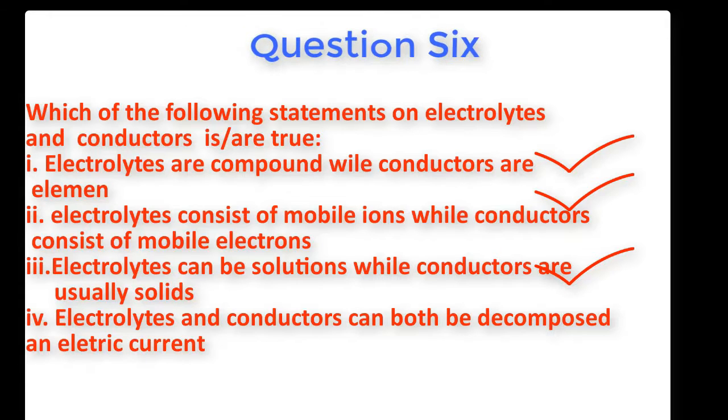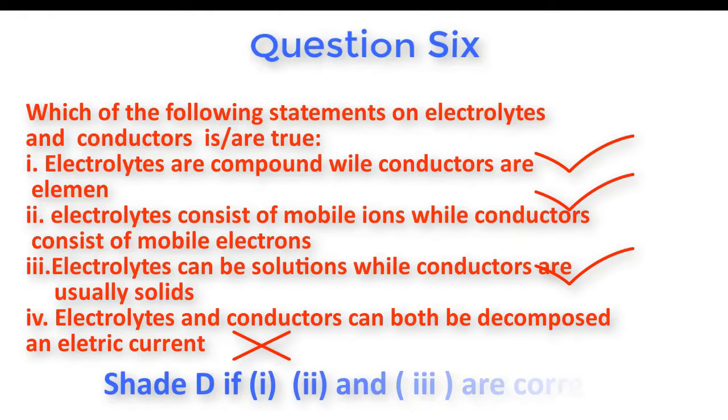Option 4 is wrong. Conductors, for example, cannot be decomposed by electric current, so option 4 is wrong. But options 1, 2 and 3 are right. So the right answer is D.